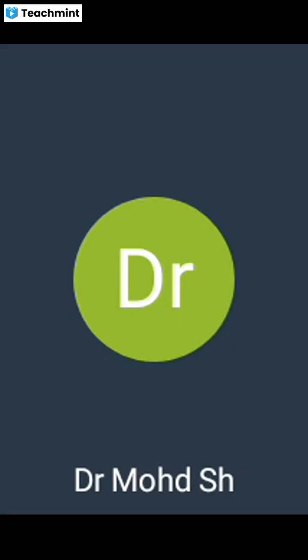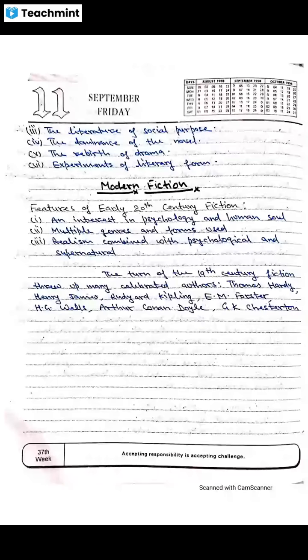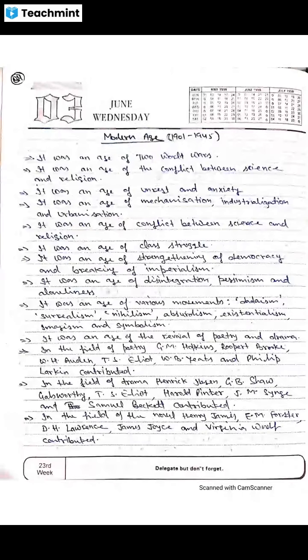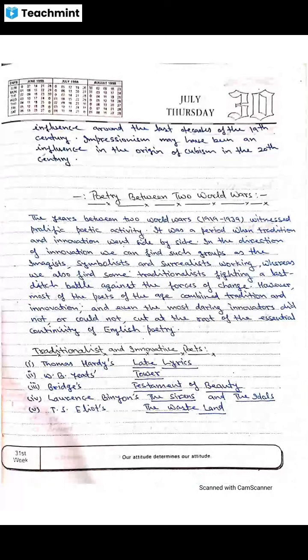Yeah, I have already done this point: what the modern age is and what its characteristics are. I have also done this. Modern poetry. Yeah, poetry between two world wars.